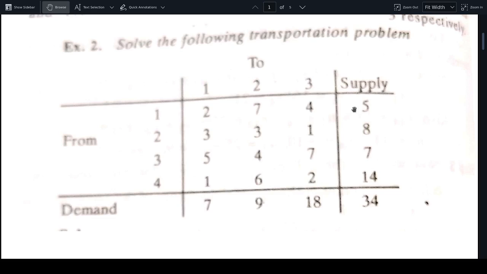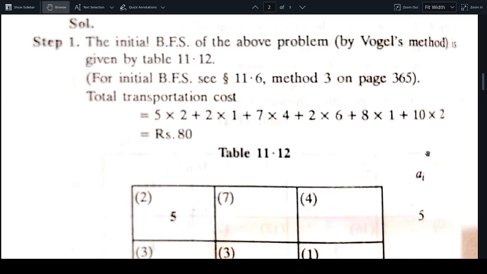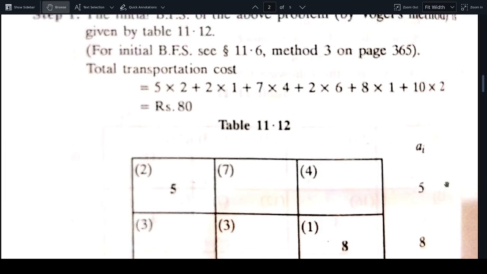Vogel's approximation method. Yes, sir. Okay. After solving this, you will get the solution by Vogel's approximation method. The total transportation cost here is 80. Next, we check whether this transportation cost is optimal or not. This is solved by the MODI method, right?